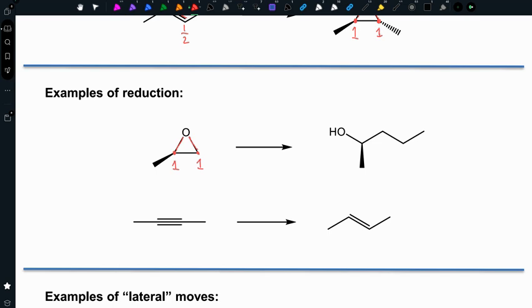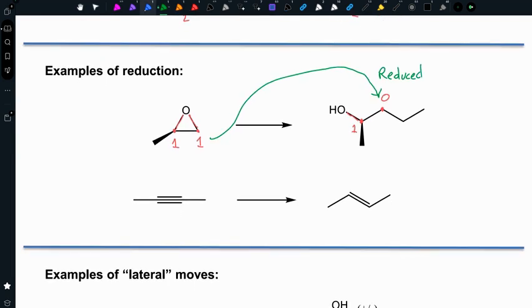Now in my product, I only have one carbon with an oxidation level of 1. The neighboring carbon now has an oxidation level of 0. So it has been reduced. So that's an example of a reduction.